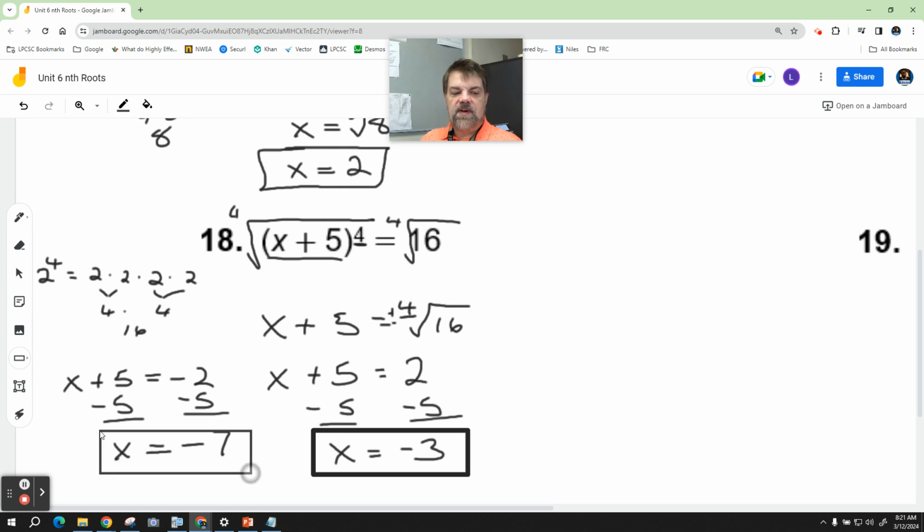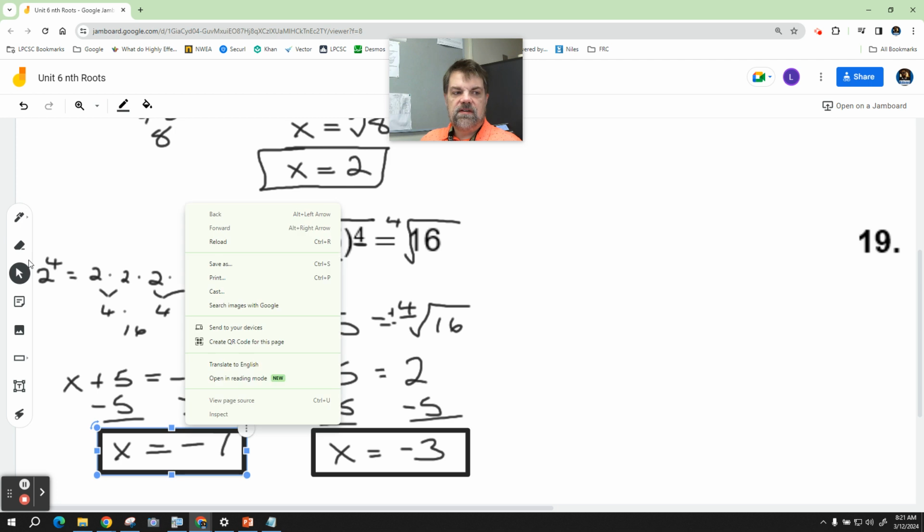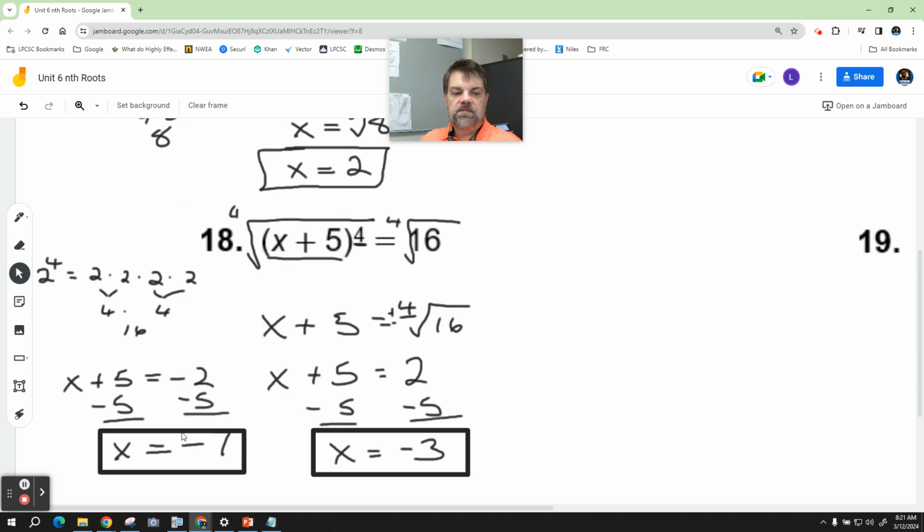So remember, whenever we take an even root, we have to consider the positive and negative root, right? Because technically this is supposed to be plus or minus because we're doing the even root. So just jot that in there like this, plus or minus, okay?